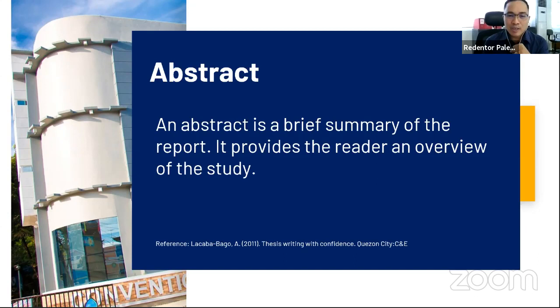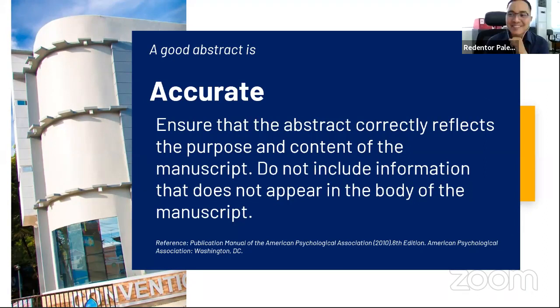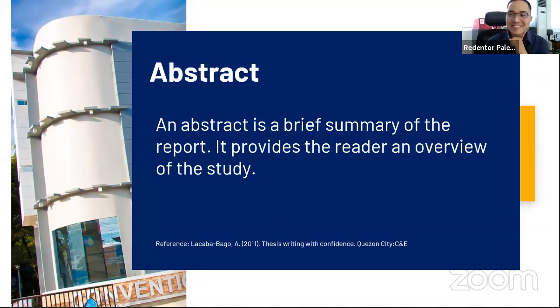So we have definitions from the APA, from Frankel and Wallen, and from Bago. So we ended up there with the definitions. Coming up to our first outline on the definition of an abstract, it is a brief but comprehensive summary of your whole paper. Other authors say it is an overview of your whole paper. So in the abstract pa lang, dapat talaga maganda na ang ating pagkakasulat. Okay, so that's it. Let us now move on to our next outline.